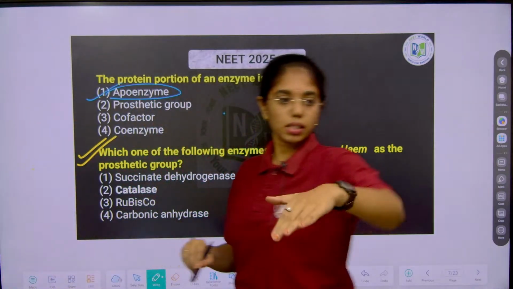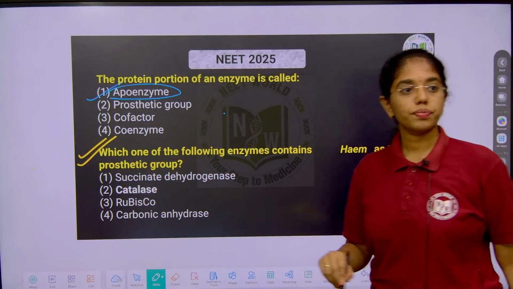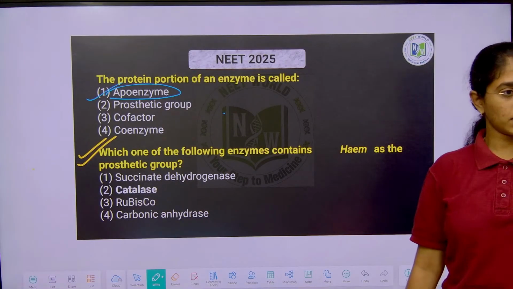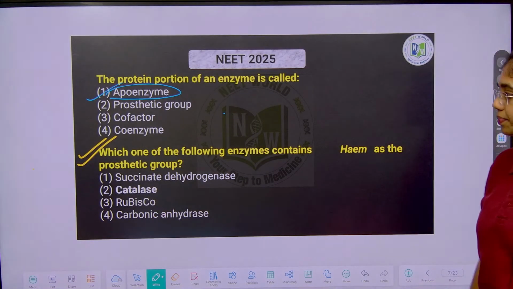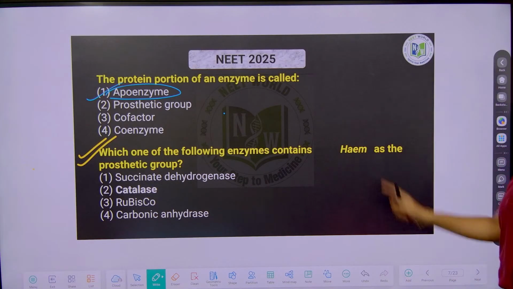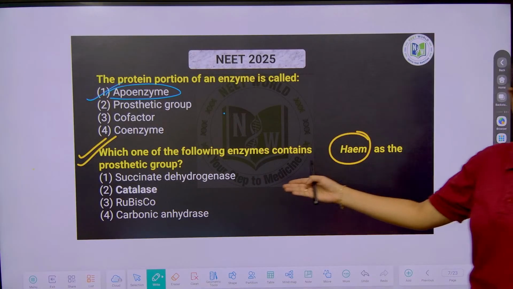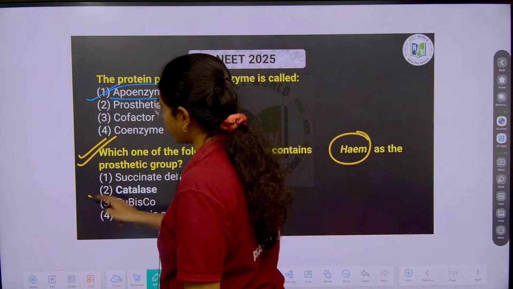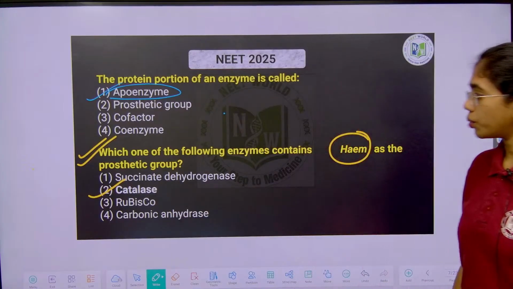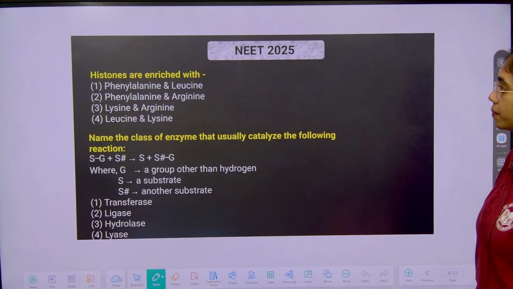Second question, this is for 2 benches. You will be one set. Which one of the following enzymes contains heme as prosthetic group? Catalase or peroxidase, we have seen, right? So our right answer is option 2. Next.